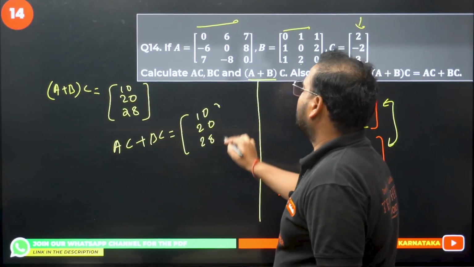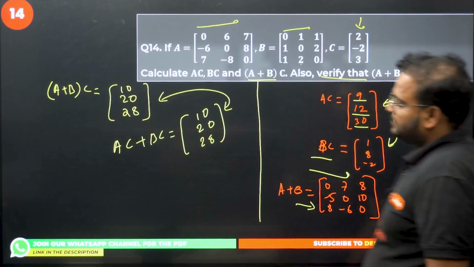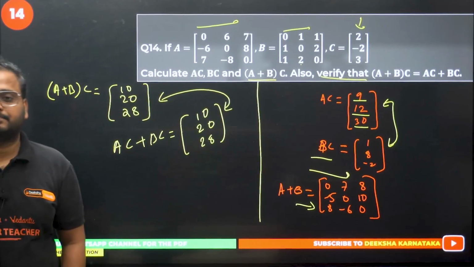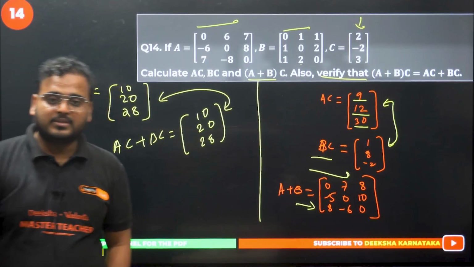Check carefully, they are both equal. Hence proved, hence verified. Question number 14 is also over. Hence verified. Clear? Very simple.